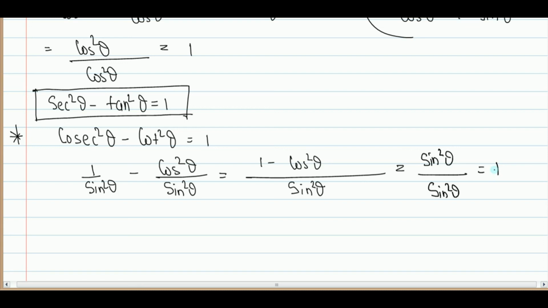I think this is enough for today. We will move to the next concepts of trigonometry and basic calculus gradually in the next lecture.